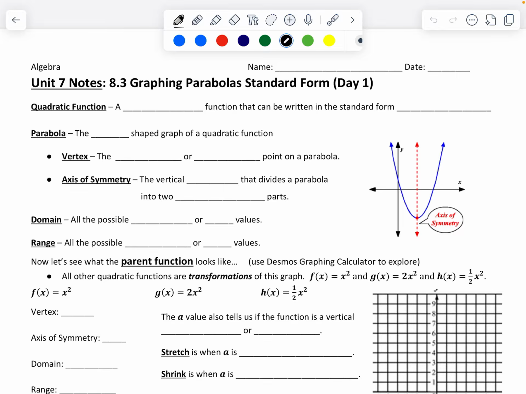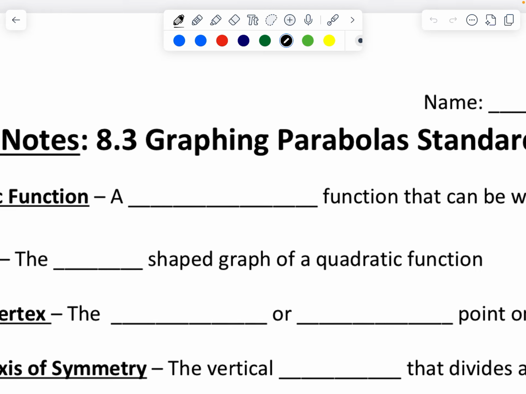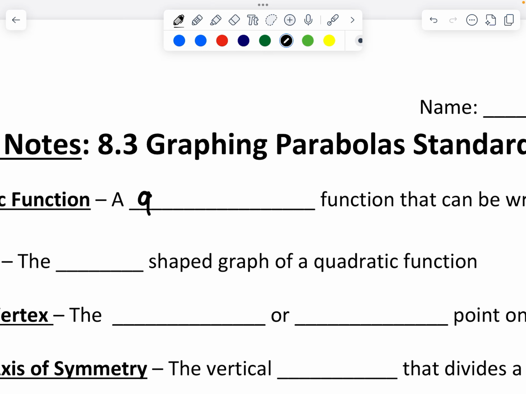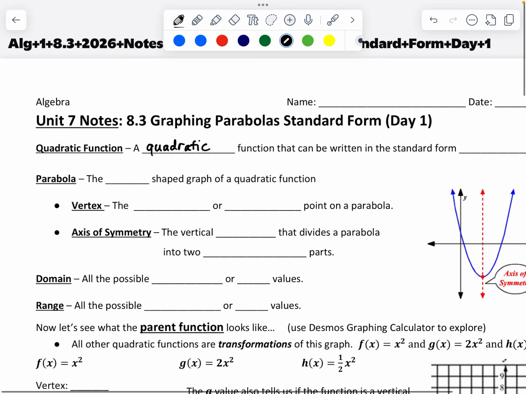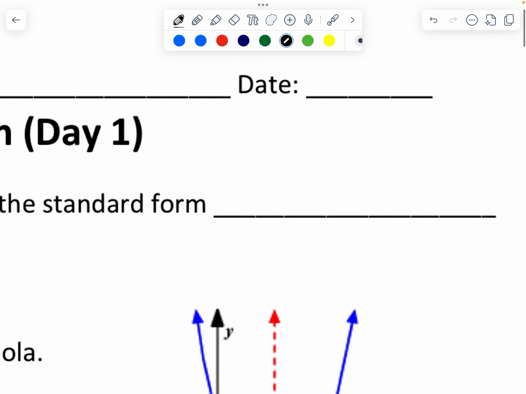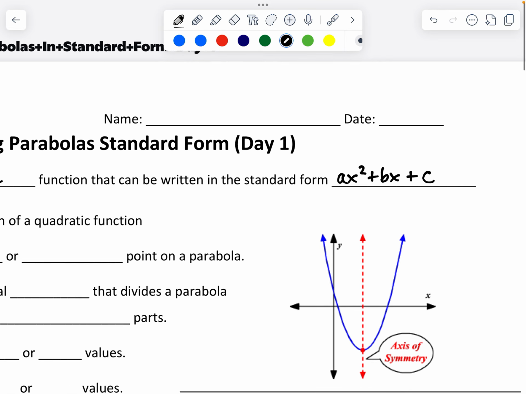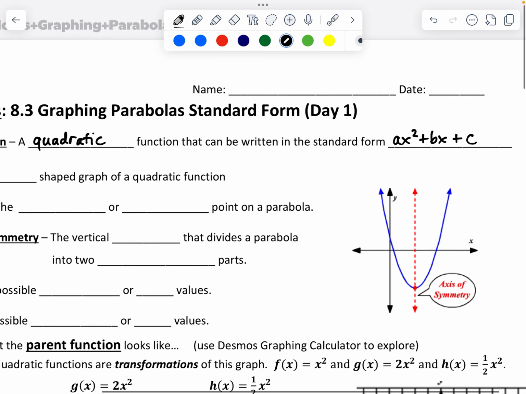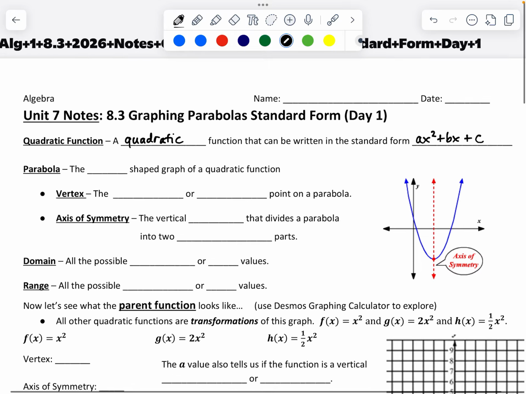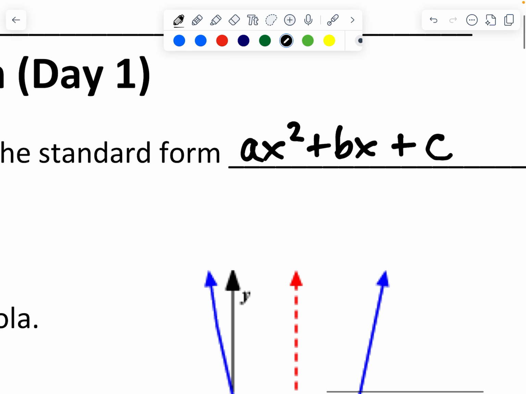All right, a quadratic function. A quadratic function is a function that can be written in the standard form. So we're used to this form, ax squared plus bx plus c. That's the form that we've been looking at, the form that we have been factoring and we're familiar with. So all quadratics are in the form ax squared plus bx plus c. If you see that x is squared, we know it's a quadratic function.